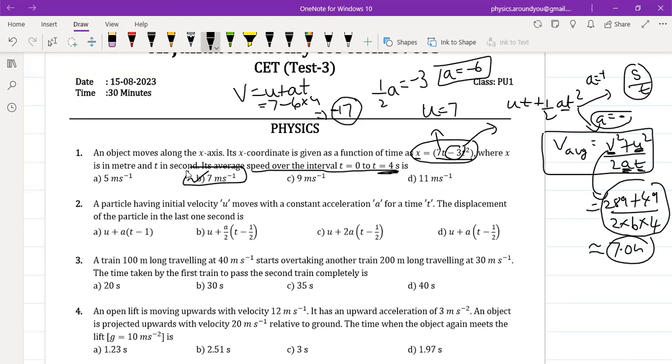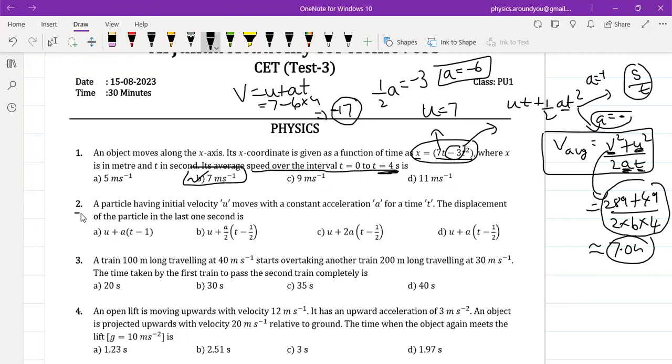So this is how it goes. Whenever you have S equal to ut plus half at square, if it is positive acceleration, fantastic. You simply take displacement by time, you'll get the average speed. But if it is negative, then you can use (v square plus u square) by 2at. Put the values of v, u and a, which you can figure out from this equation, and that's all. Average speed is 7.04, around 7.